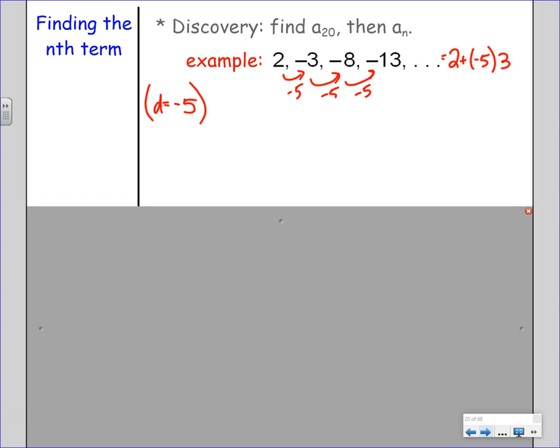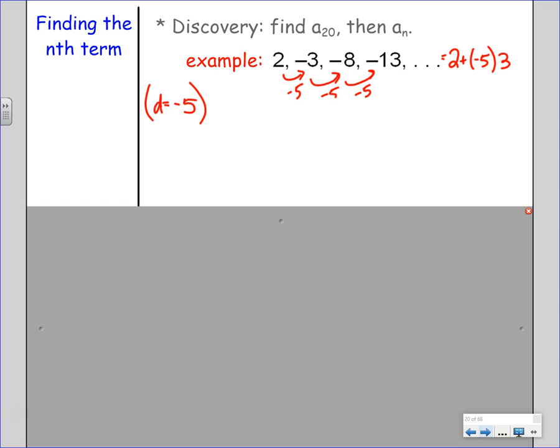Right? Because to get from 2 to the 4th term, a sub 4, I needed to add 3 jumps of negative 5. So how could I get from the first term to the last term, a sub 20, using that equation? Times what? Not times 20.